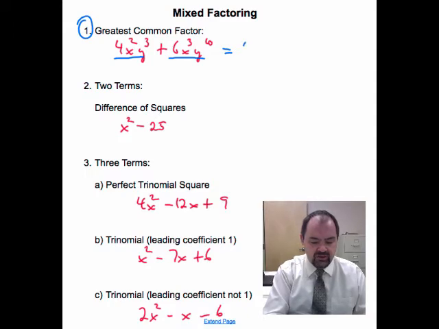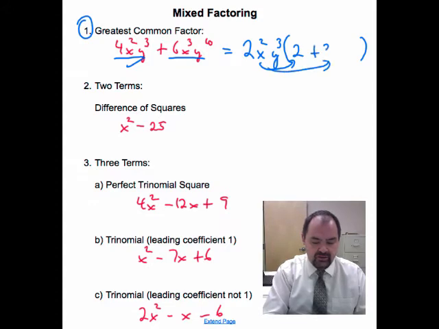In this case 2x squared does, and y cubed. So there's my first set of factors. And the second factor is this divided into each of those. So what do I need to multiply my greatest common factor by to get this? I need 2, and for the second term I need plus 3xy to the 7th.